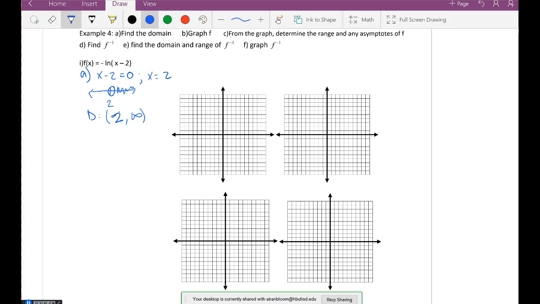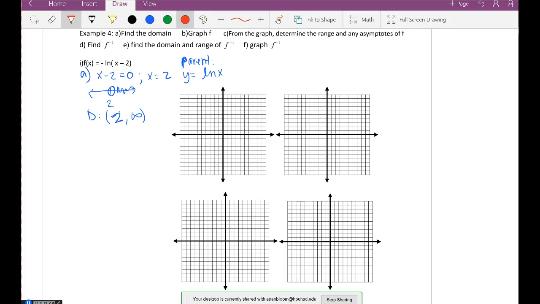Part B says you need to do what? Graph it. So let's start with the parent. What's the parent function here? Parent function. I hope you said y equals, right? Yes, y equals natural log of x. You are correct. Okay, 3 points. Can you look back at your properties and tell me the generic 3 points?